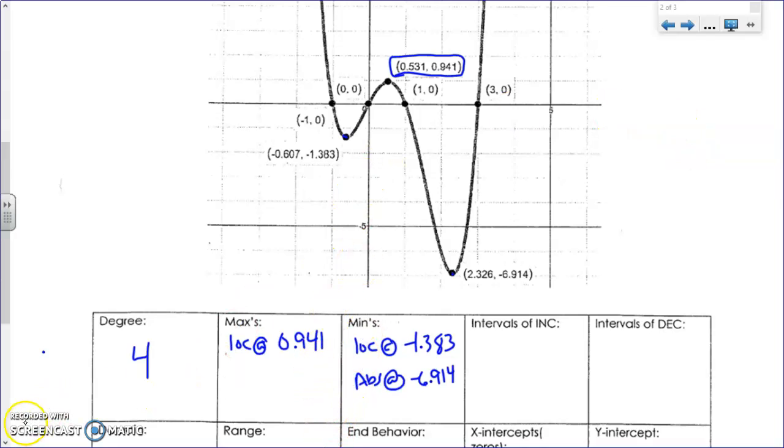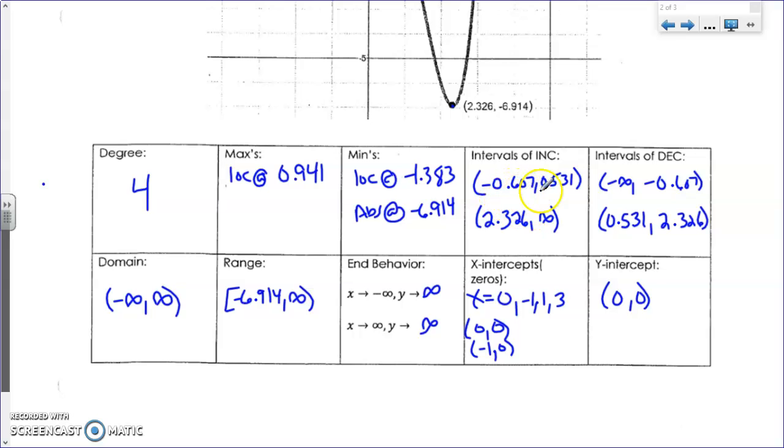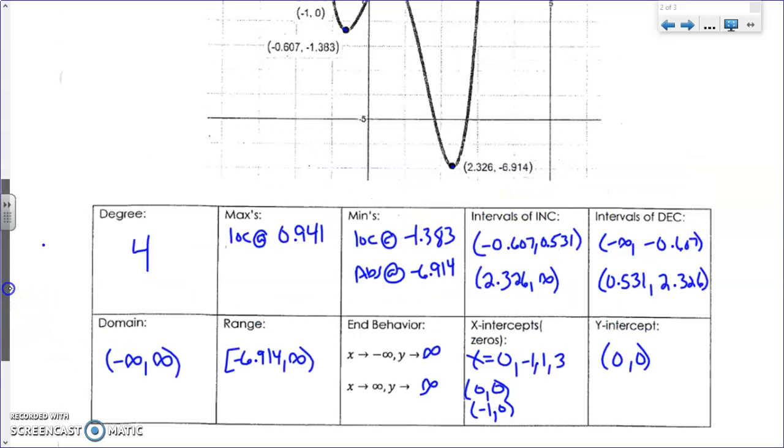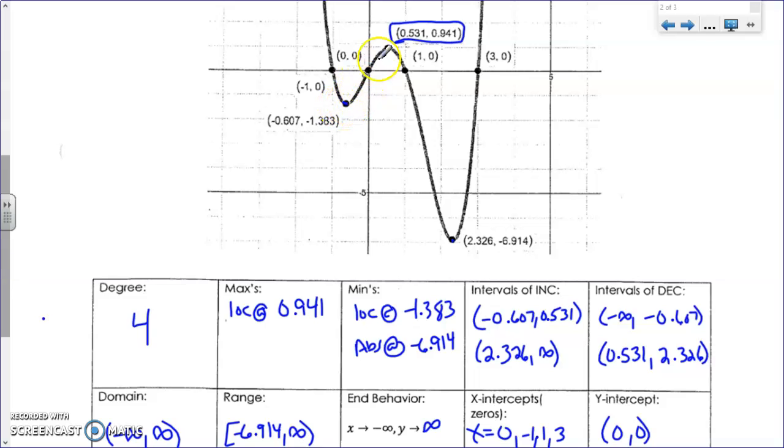And then we'll hop back. For the interval of increase, you should have got negative 0.67 to 5.31 because it is increasing right here and you use the X values. And then you should have also gotten 2.3 to positive infinity. Questions there? Decrease negative infinity to this 0.67 and then from 5.31 to 2.326. The range, this is the lowest point, so it would be negative 6.94 to positive infinity. Any questions on that?